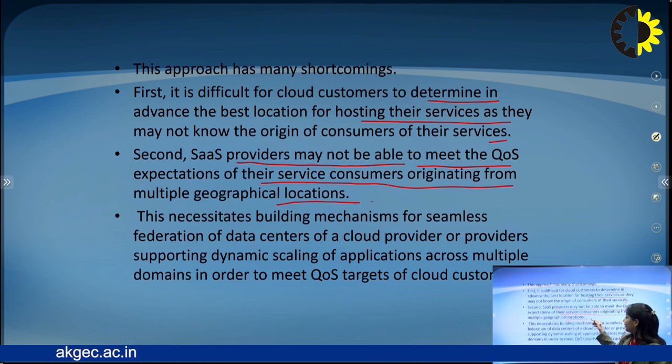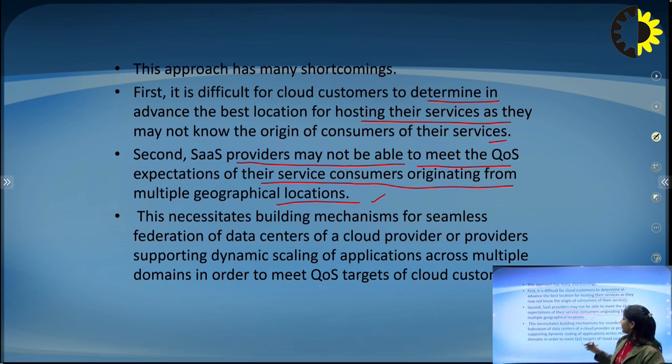So the consumer cannot be served well, and these providers like Amazon will not provide the best quality of service to the customer when the service has to be available at different geographical locations. So this is one of the drawbacks. This necessitates building a mechanism for the seamless federation of the data centers of cloud providers, supporting the dynamic scaling of the application across multiple domains.